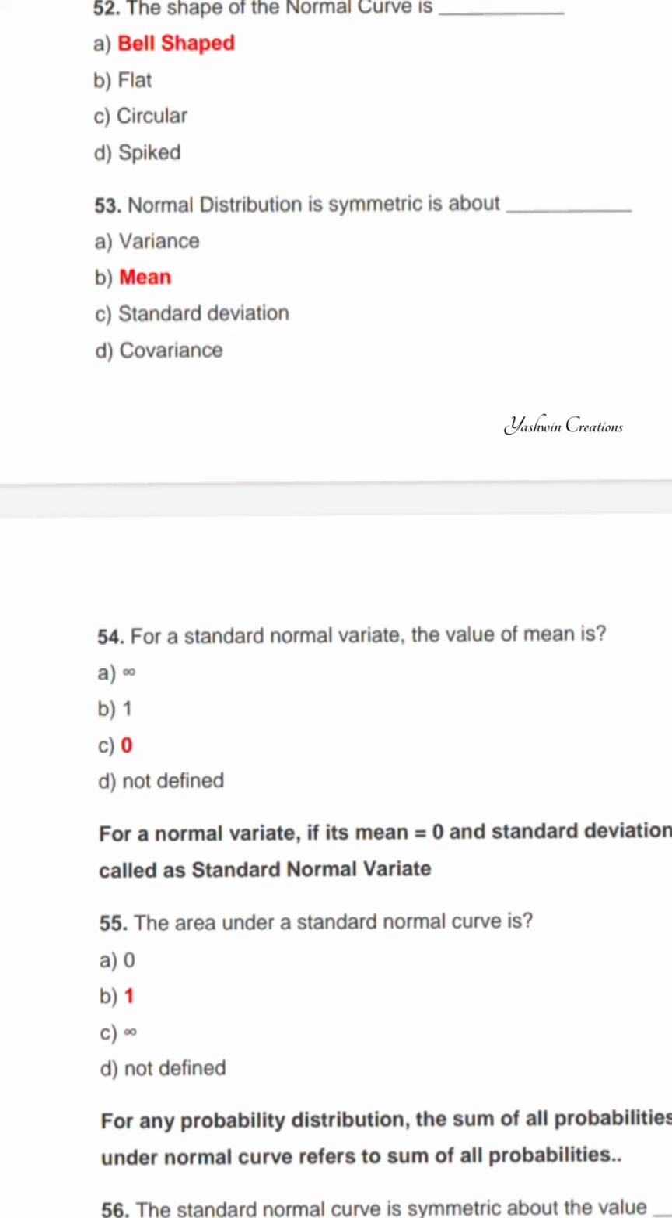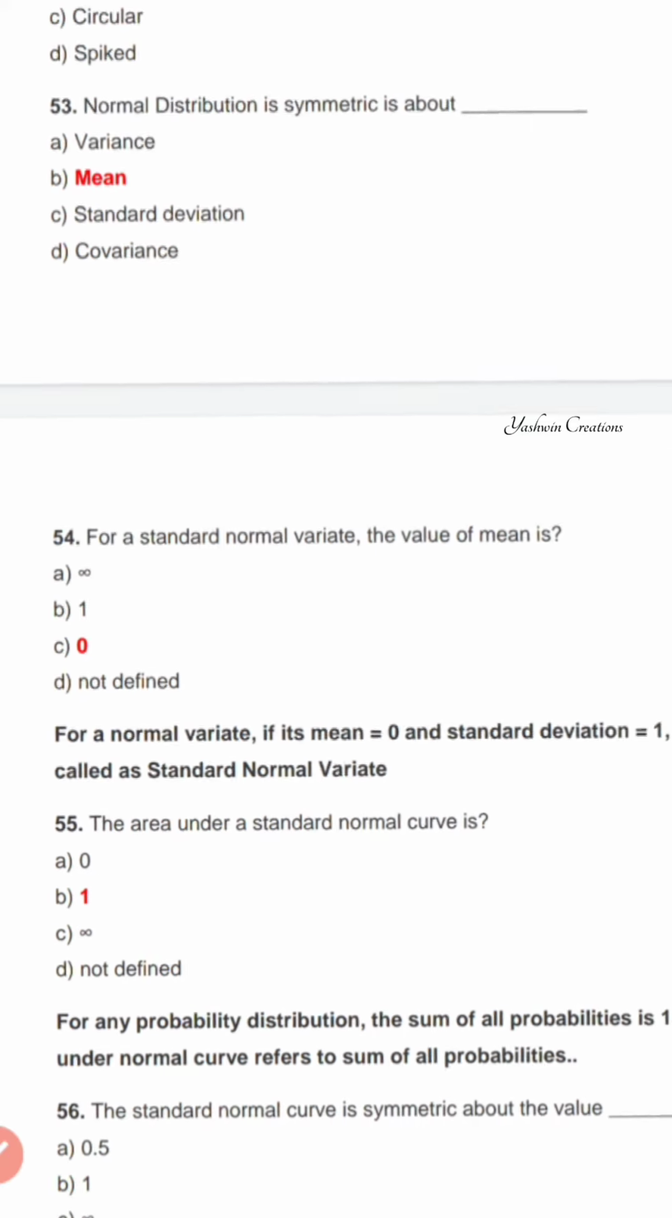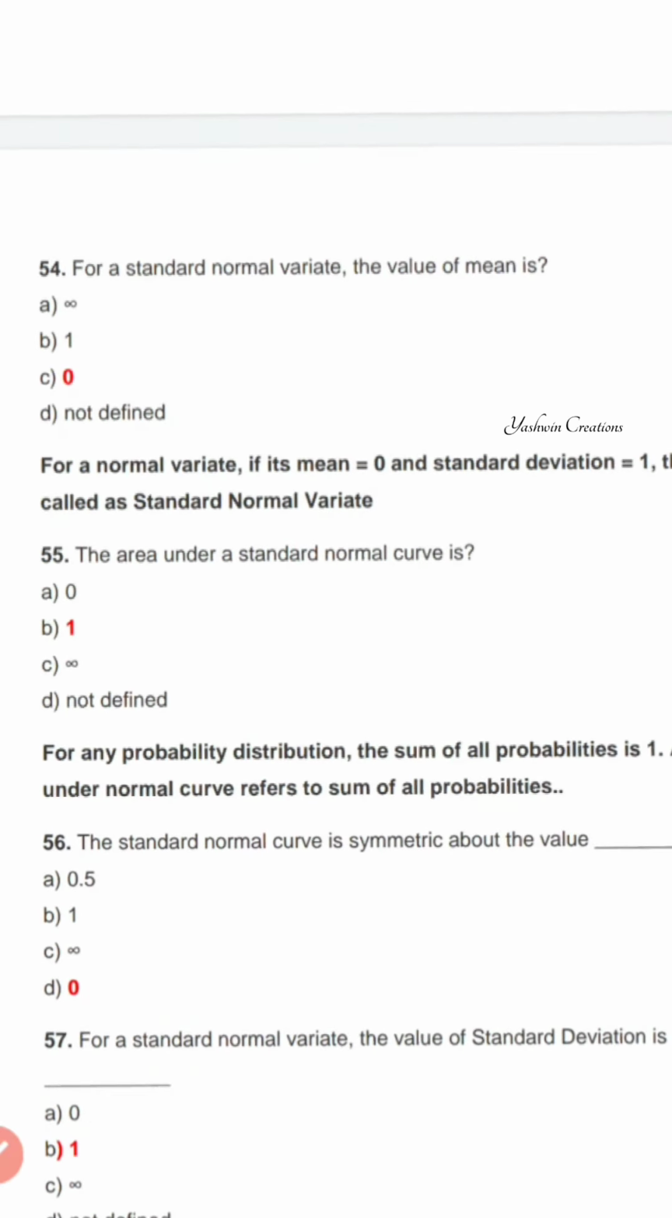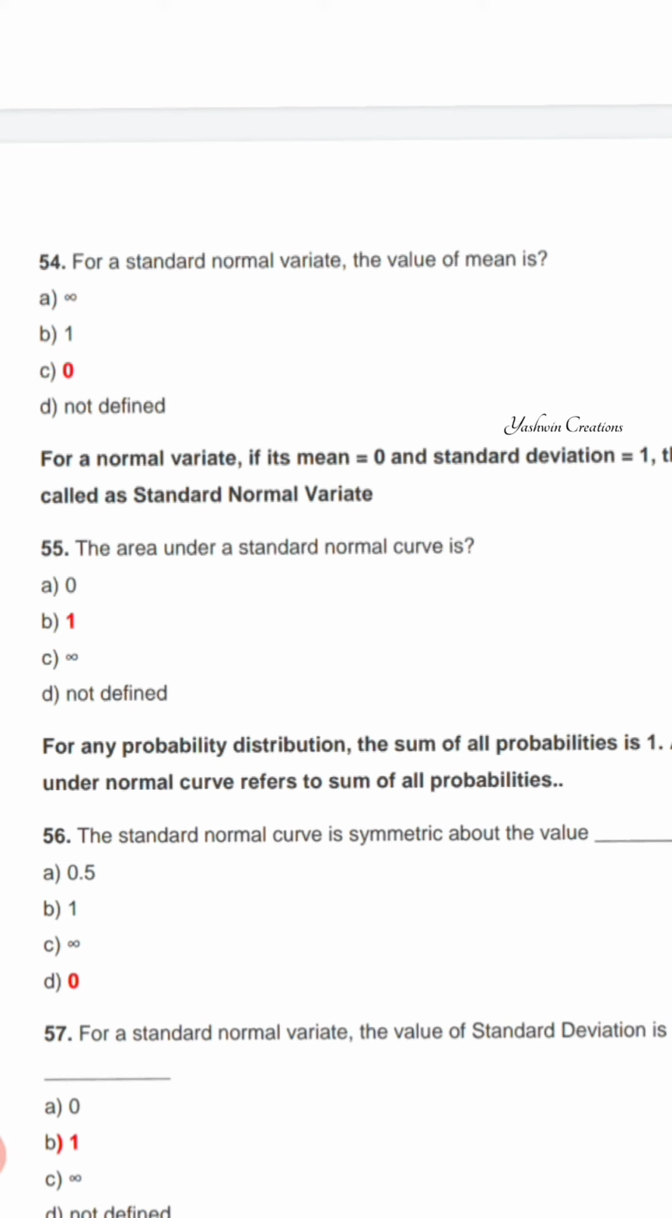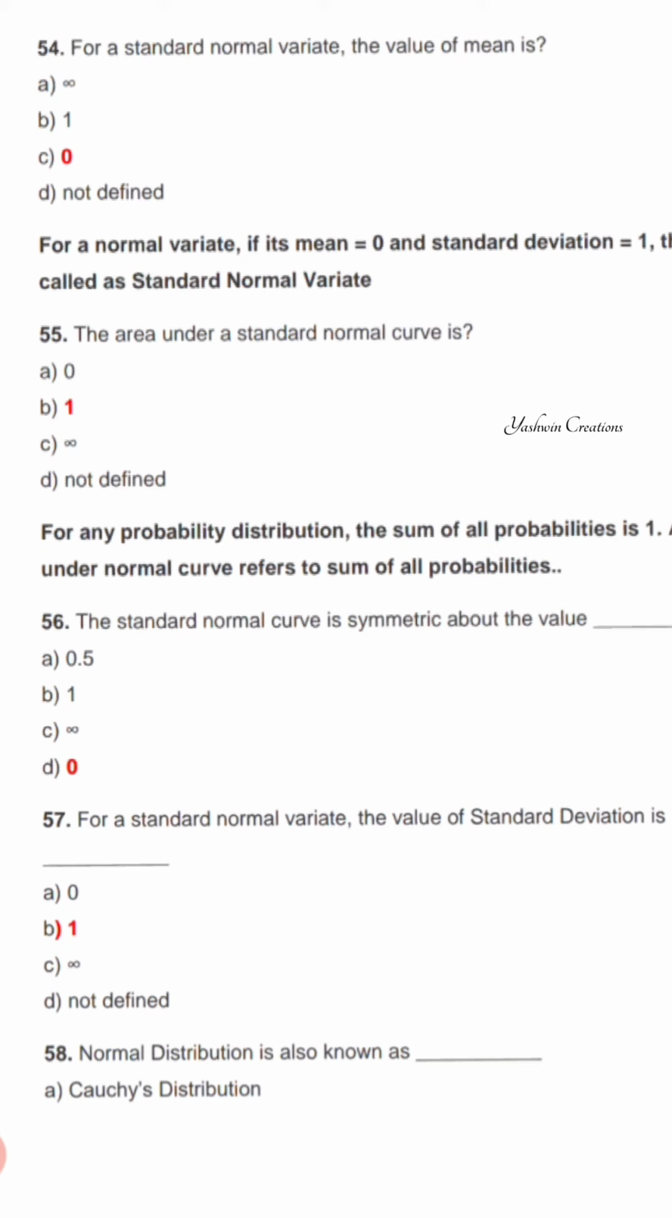For a standard normal variate, the value of mean is 0 and the standard deviation value is 1, and the area under a standard normal curve is also 1. The standard normal curve is symmetric about the value 0. For a standard normal variate, the value of standard deviation is 1.